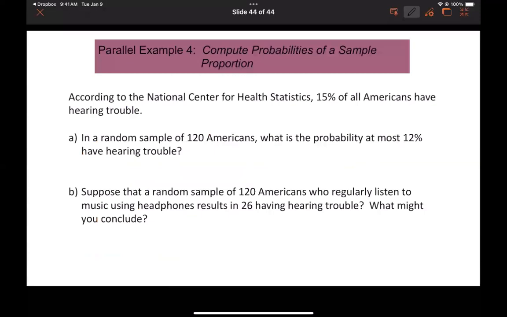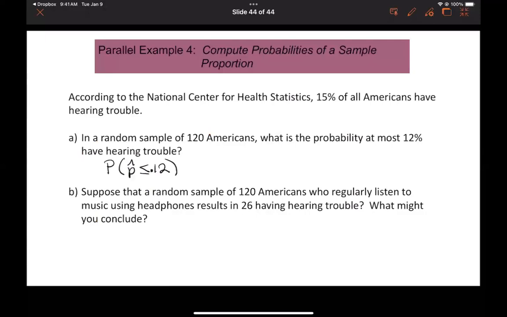According to the National Center for Health Statistics, 15% of Americans have hearing trouble. In a random sample of 120 Americans, what is the probability at most 12% have hearing troubles? I'm going to write this probability of what we're looking at here. P hat would be less than or equal to 0.12, sorry. That's what you're looking for.